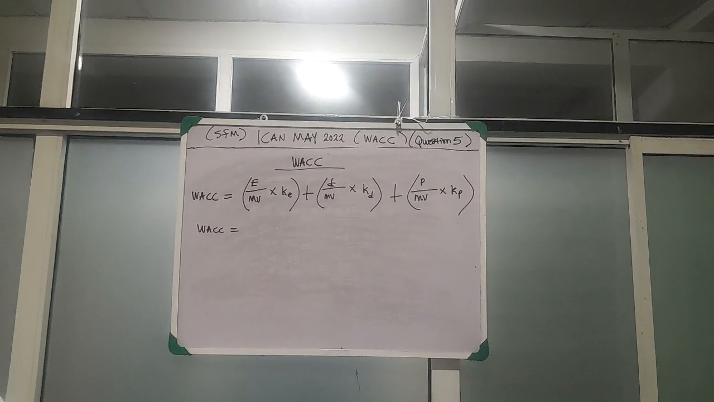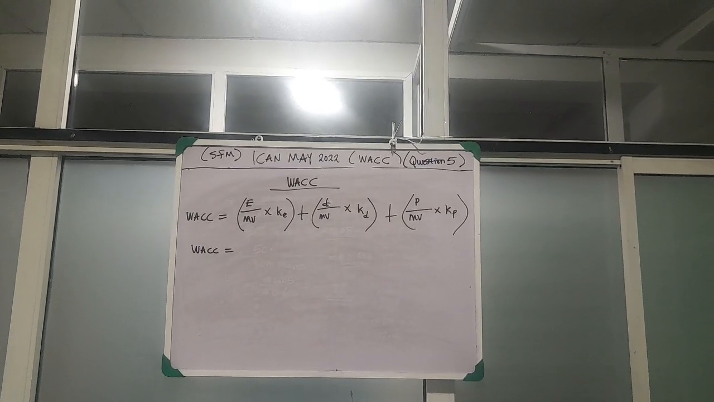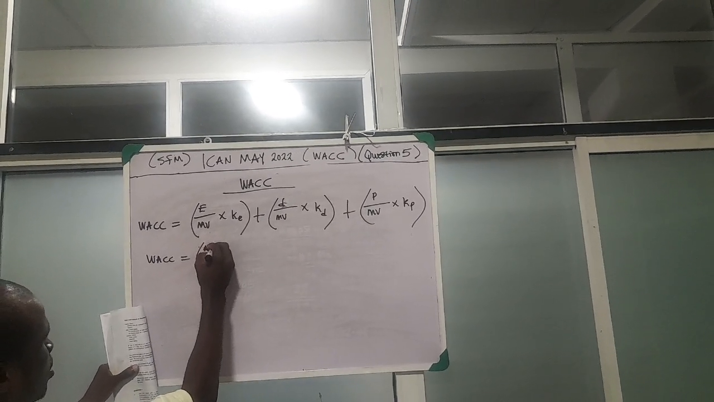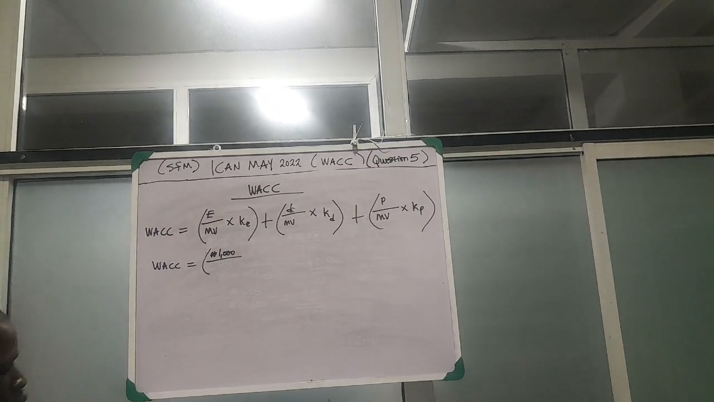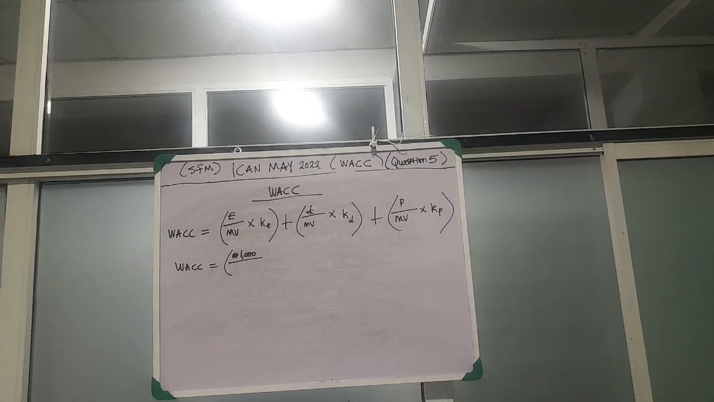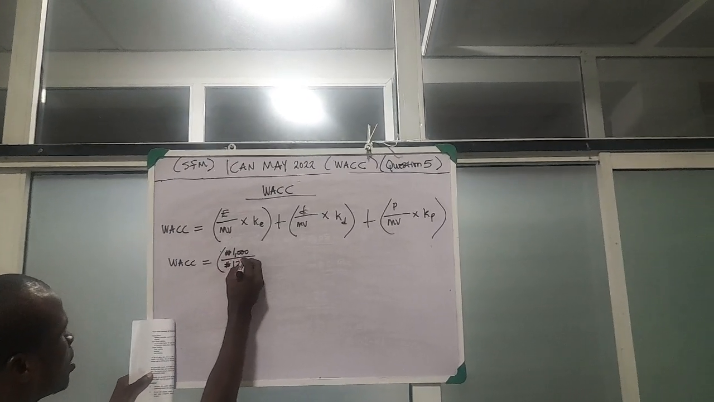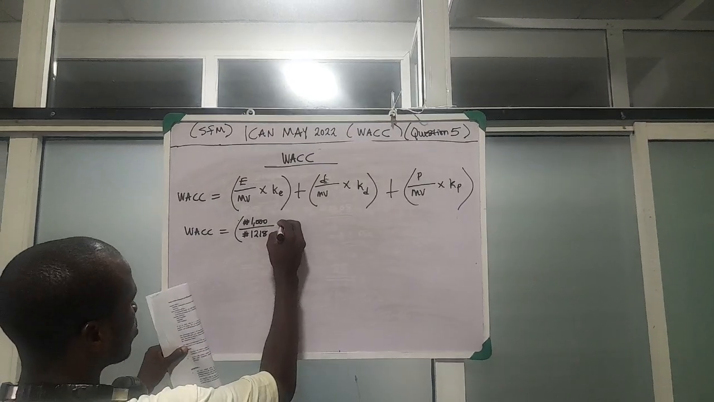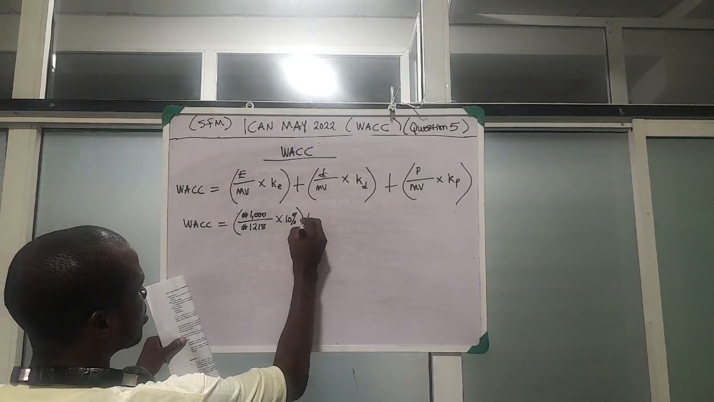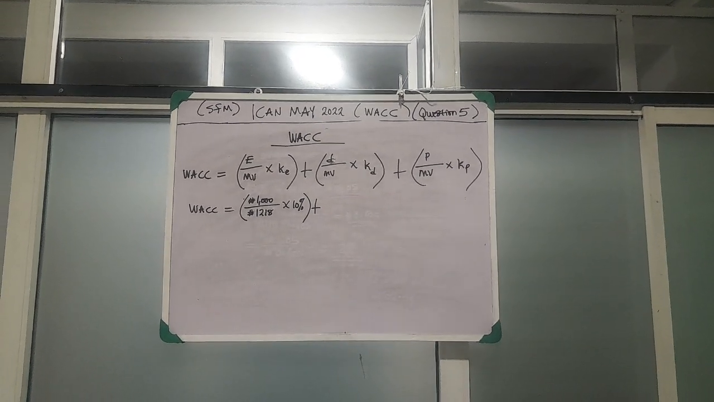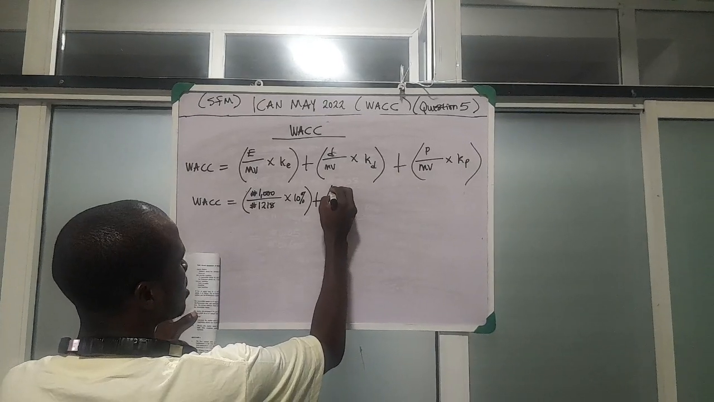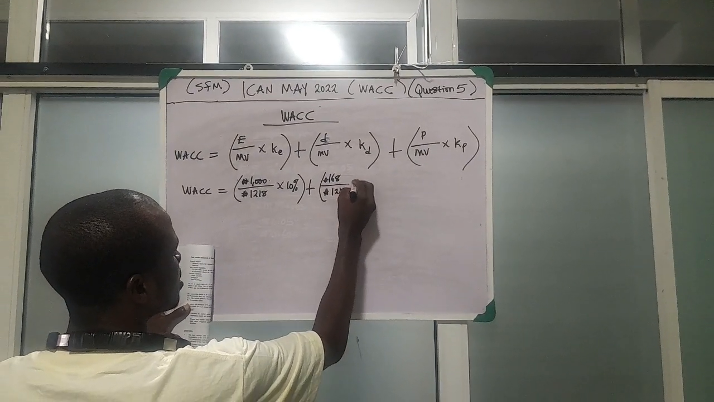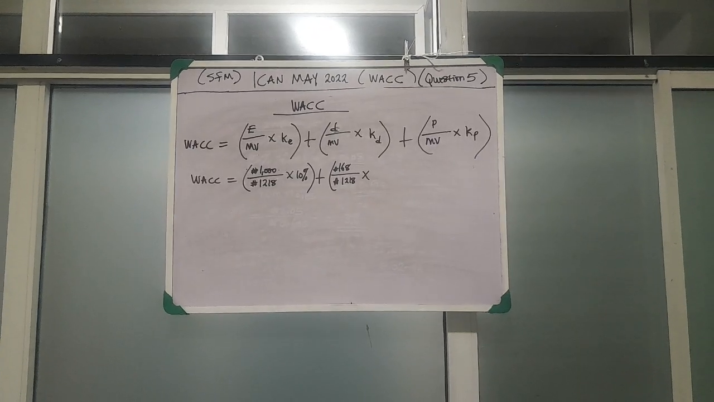So our equity, based on what we completed before, is 1,000 million, over the market value. According to our computation, the market value is 1218. The cost of equity based on our computation is 10%. So we multiply by 10%, plus the debt value, which is 168 million, divided by 1218, times the cost of debt. According to our computation, the cost of debt is 6.43%.